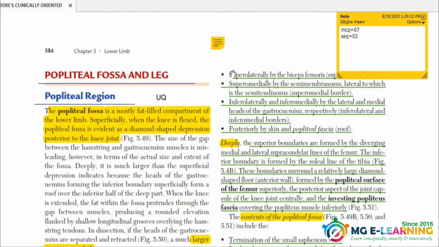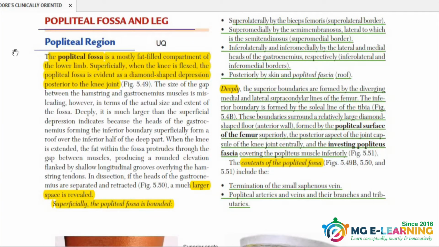So today our topic is popliteal fossa and leg. First of all, the seat stores: here are 7 MCQs and 2 SCQs from last year. Now starting our chapter, popliteal fossa, it is a very important UQ. You have to know about its boundaries, its superficial and deep relationships and its contents.